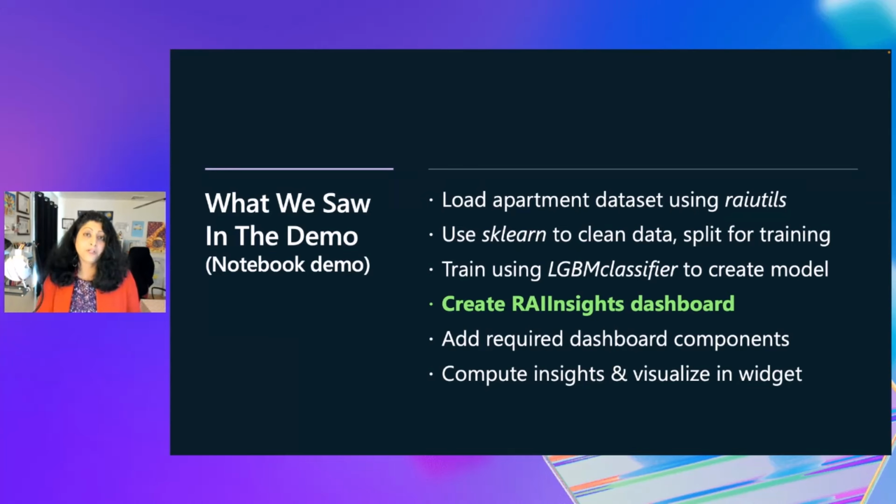Then you created a responsible AI insights dashboard using that open source Responsible AI Toolbox library. You specified the dashboard components you wanted, attached them to the model, computed the insights, and then asked it to visualize it in that dashboard. So that's a really basic workflow that you can use over and over again. Once you have that notebook, you can plug in a new data set, a new classifier, a new set of components, and reuse that to get your intuition for tabular data.